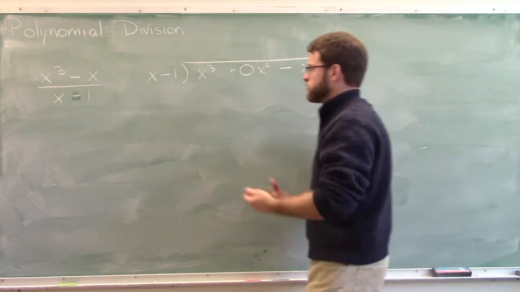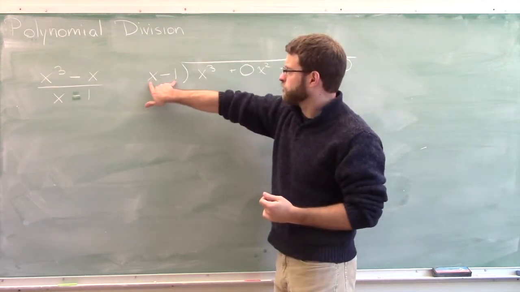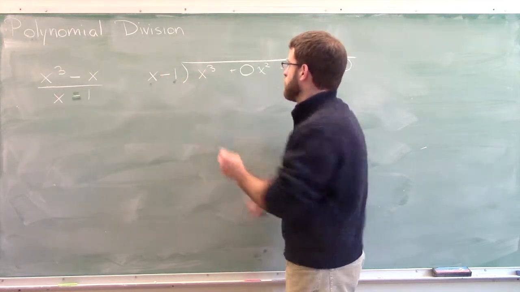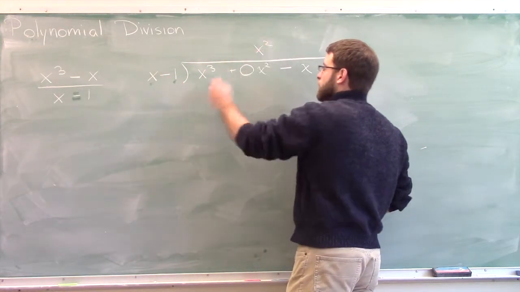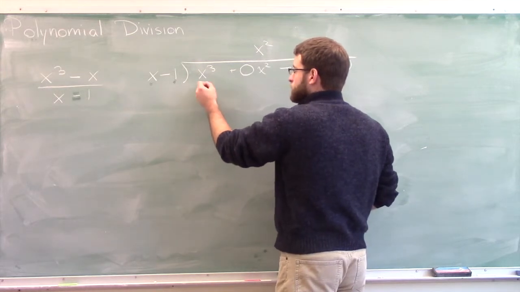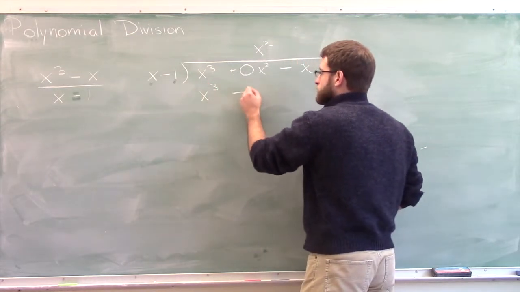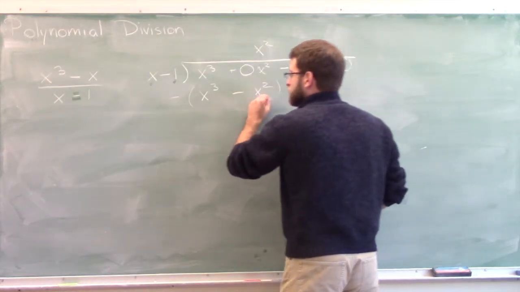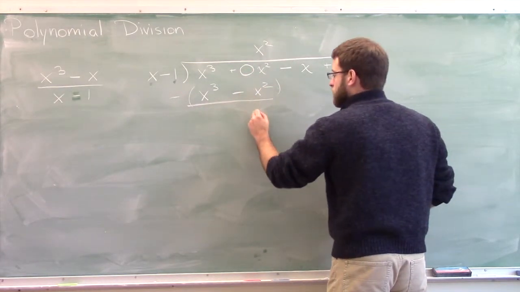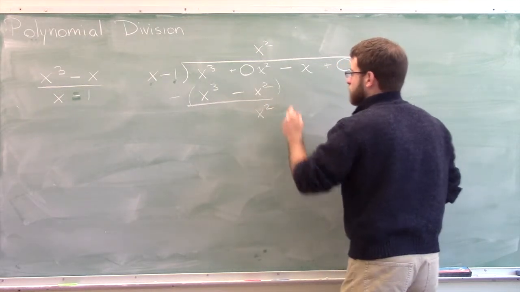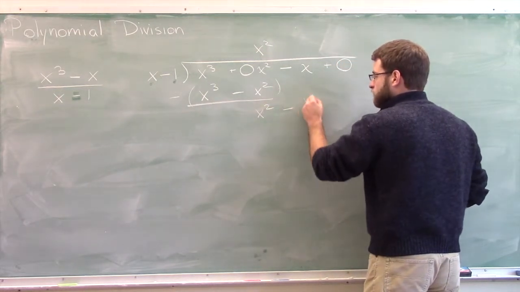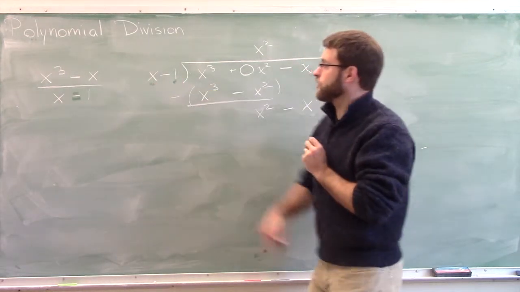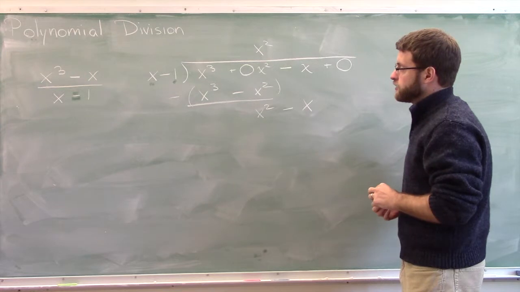All right, so to proceed with the division, we multiply the divisor by whatever is necessary to match this leading term here. So I want to multiply by 1x squared, and that will give me x cubed minus x squared. Then I subtract those polynomials, and I end up with plus x squared. Carrying this down, we get a minus x. Next, we have x minus 1.